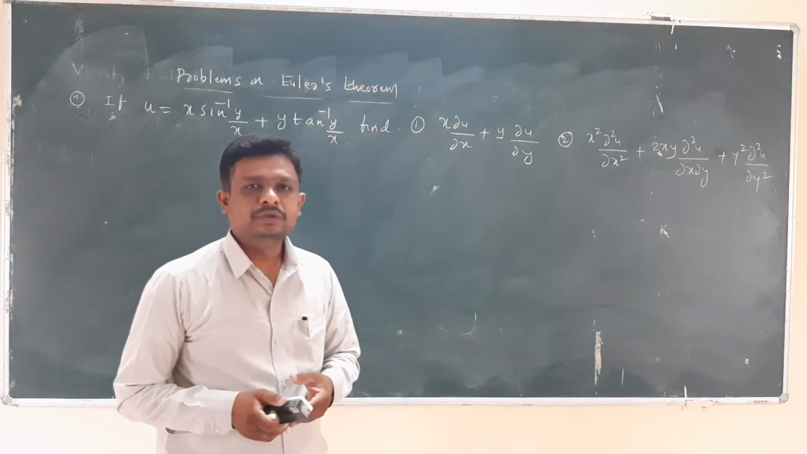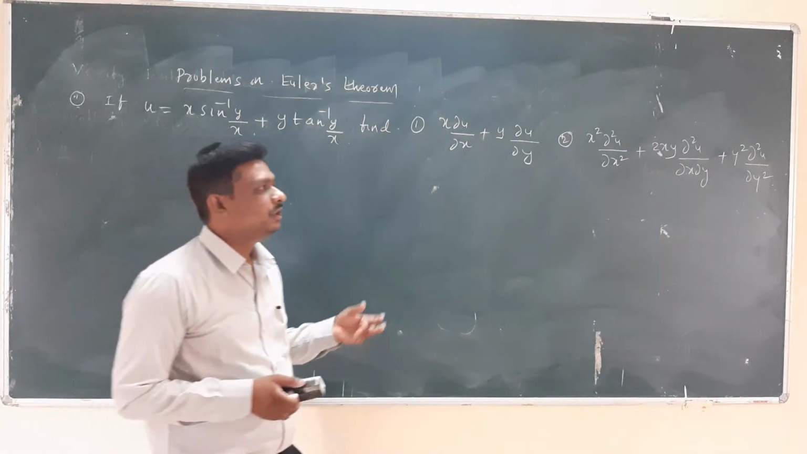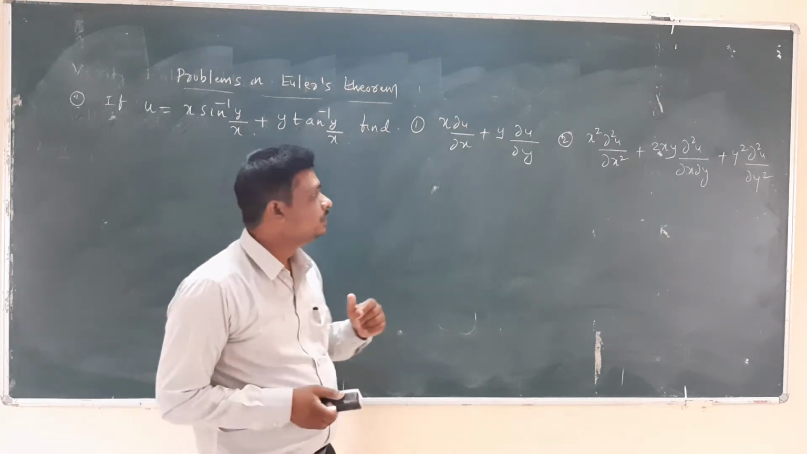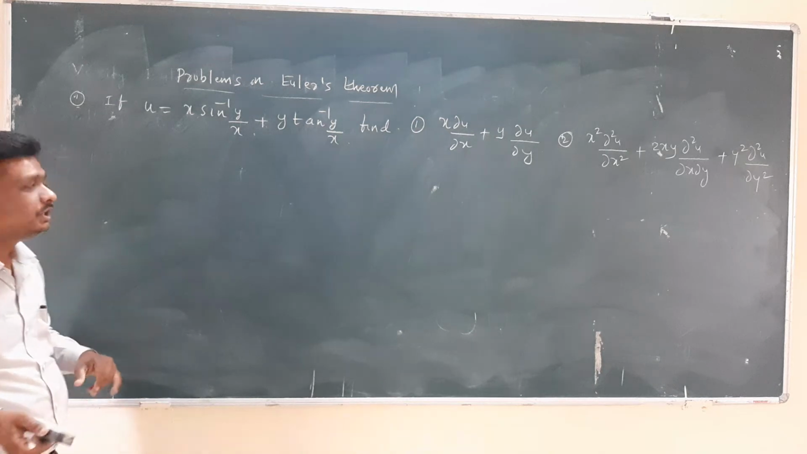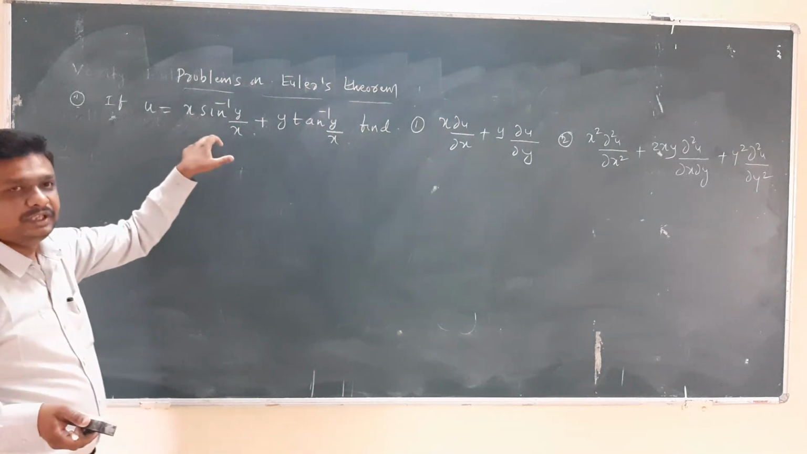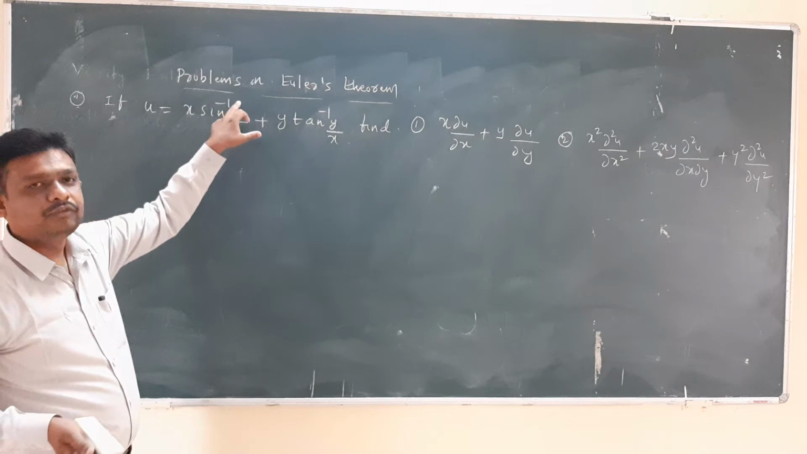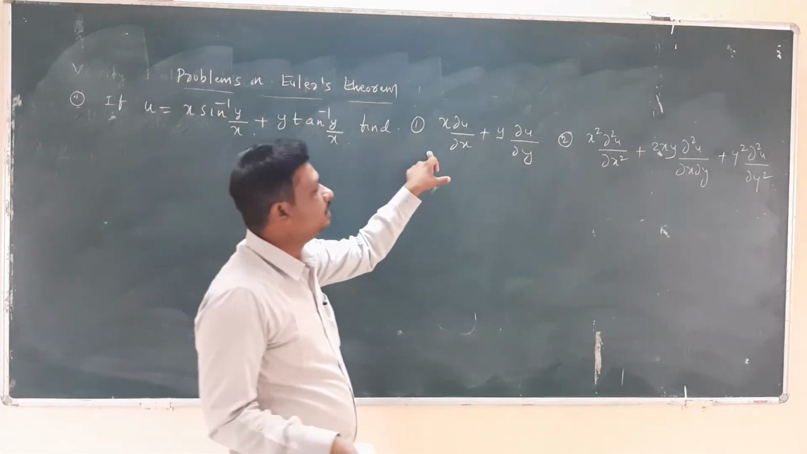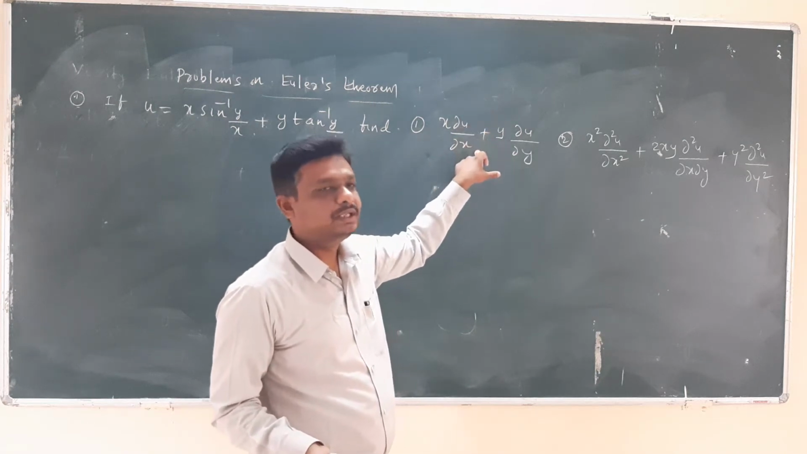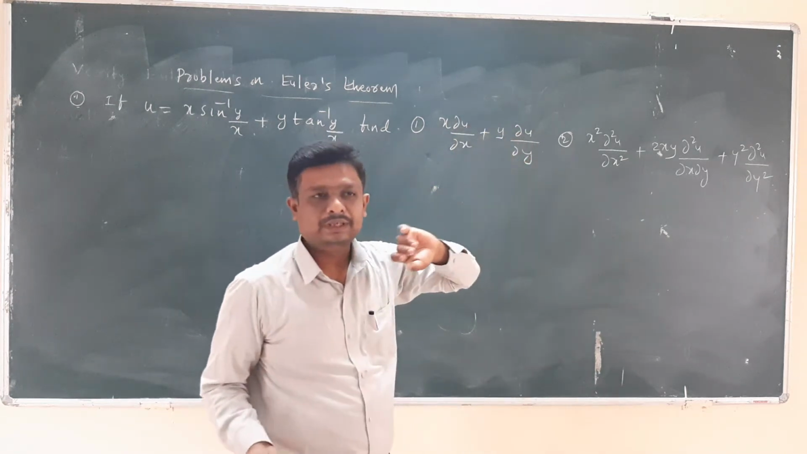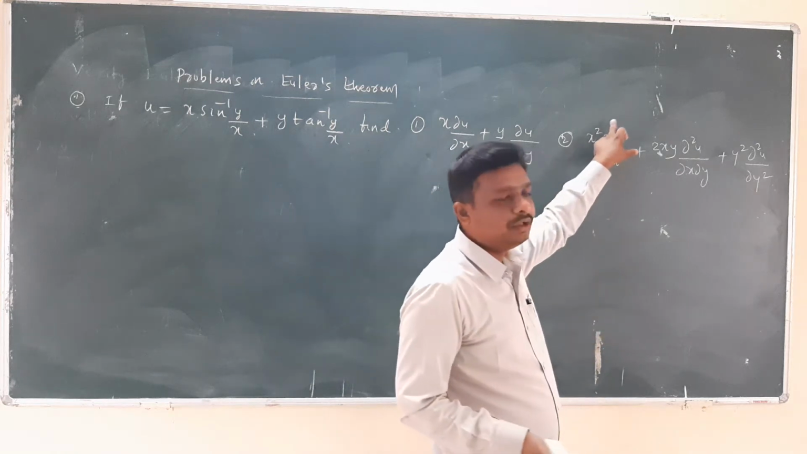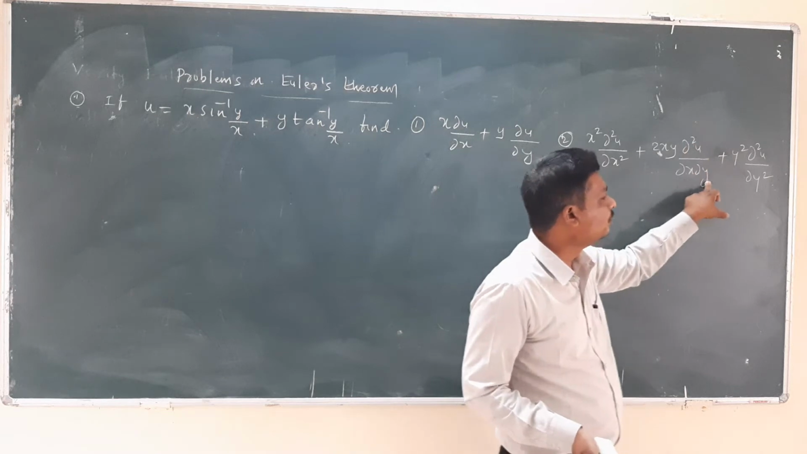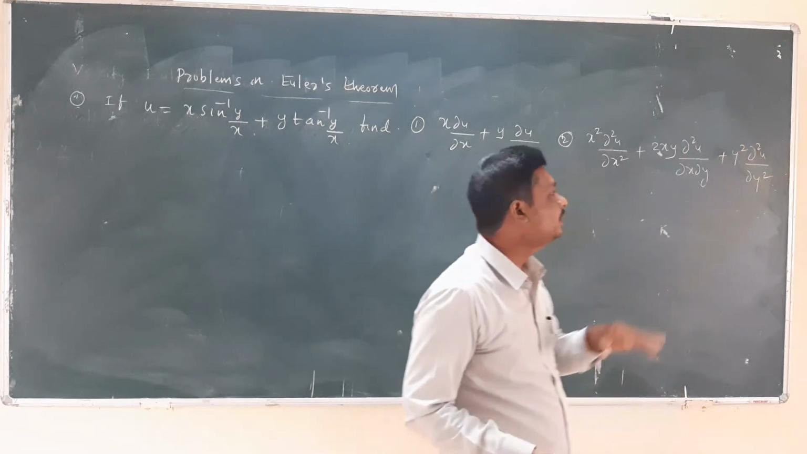Today in this video, I am going to find some first order and second order partial derivatives by using Euler's theorem. So here, in the first question, if the given function u is x sin inverse of y upon x plus y tan inverse of y upon x, then we have to find the first result as x ∂u/∂x plus y ∂u/∂y, and the second one is x square ∂²u/∂x² plus 2xy ∂²u/∂x∂y plus y square ∂²u/∂y².